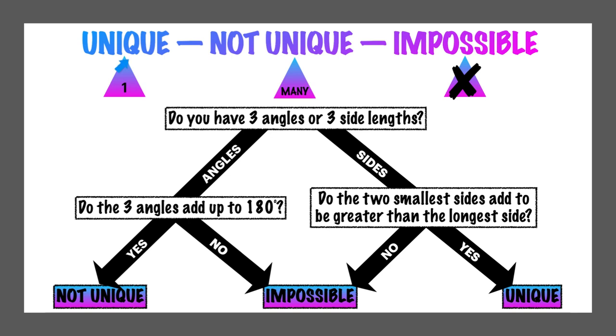Now, on the top, we have the word unique. Under unique, you have a triangle with a 1. It's because if something is unique, there is only one of them. There's only one Jack. There's only one Noah. There's only one Cordy. That's unique. Then we have not unique. In the triangle below it, it says many. If something is not unique, I can create many of them. And then we have impossible. And under impossible, you have a triangle with an X on it, which basically is telling you what?